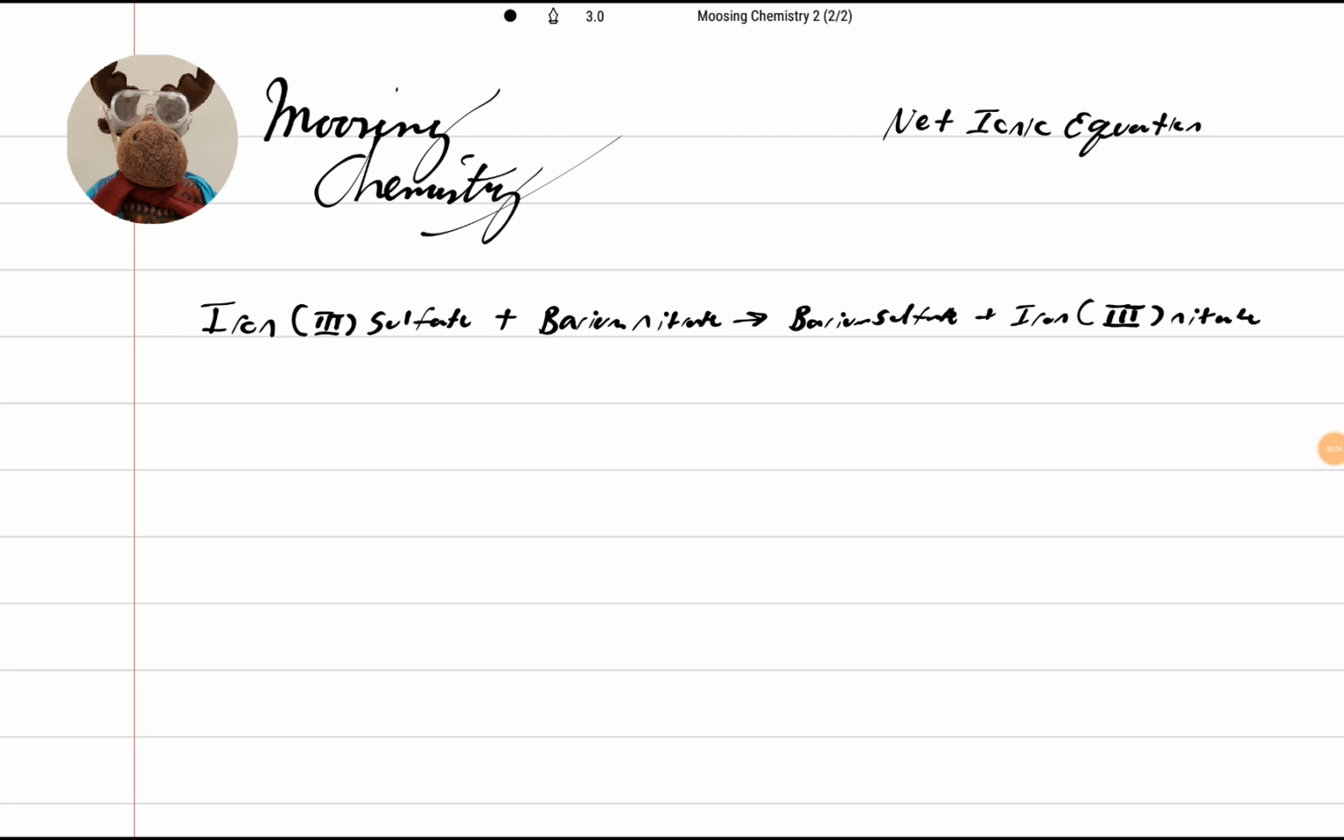This is going to be a net ionic equation problem, but in this problem we have a word equation. We have iron 3 sulfate plus barium nitrate yields barium sulfate plus iron 3 nitrate. Now, when we look at this particular problem, we're going to have to first convert it into a formula problem.